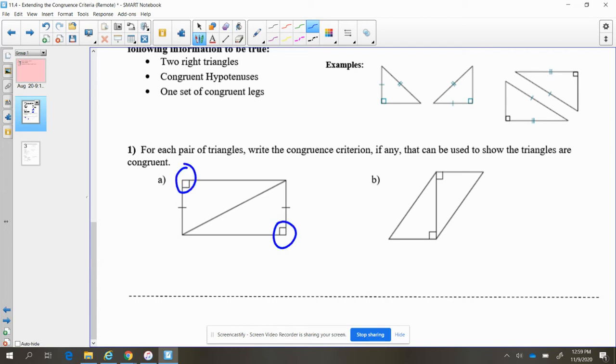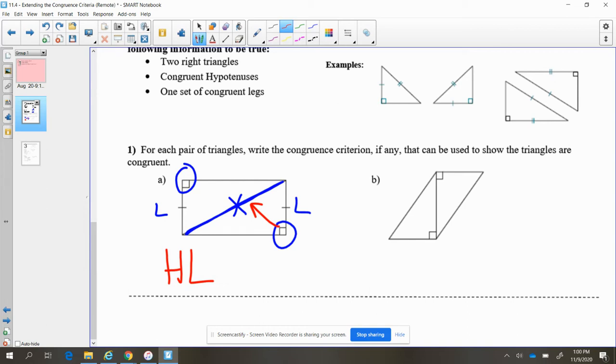So in this particular problem, we see that we do in fact have the right triangles, so that's checked off. We also have a pair of legs congruent right here, and we're able to say that the hypotenuses are congruent because as we know with the reflexive property, this side that they share would be congruent, and that also happens to be the hypotenuse because it's across from the right angle. So this would in fact be able to be proven congruent using HL.